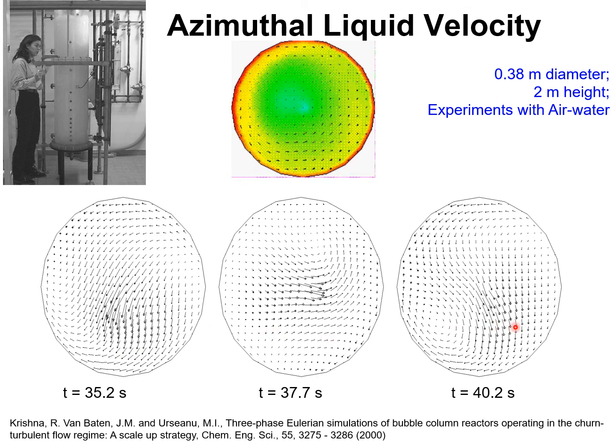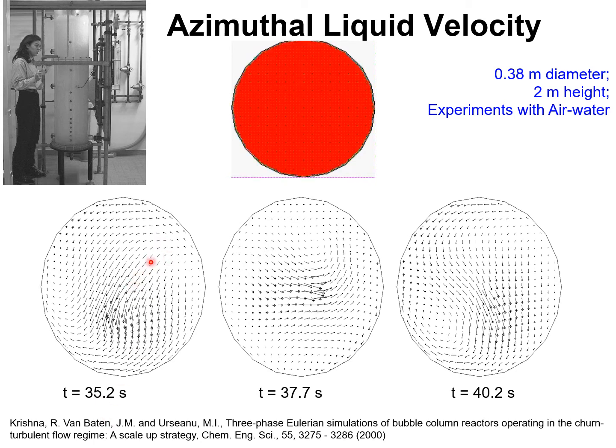These three snapshots here are at time 35.2 seconds, 37.7 seconds, 40.2 seconds from the start of the simulations. We note that at 35.2 seconds, the velocity vectors are in this direction, whereas they change direction as time progresses. Here the velocities are pointed in a different direction.